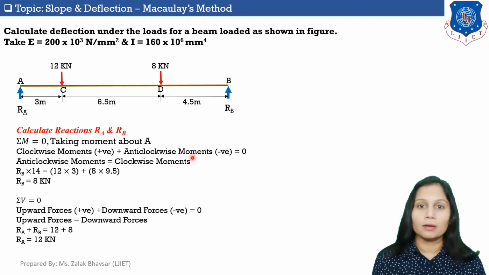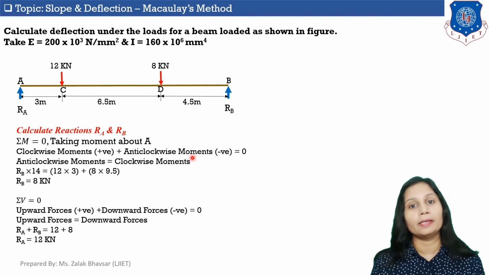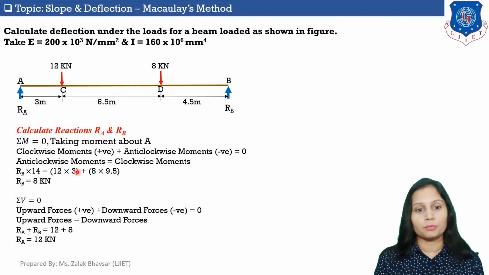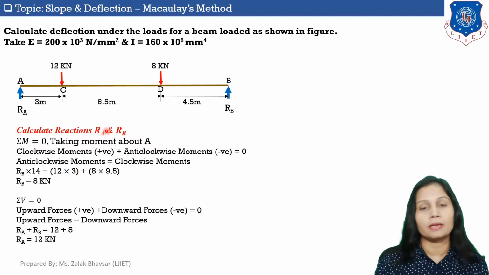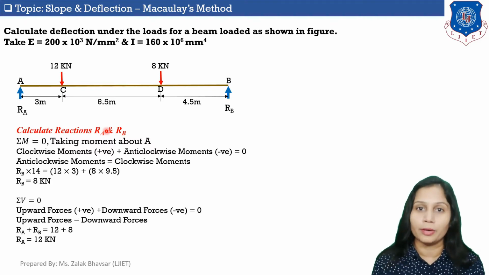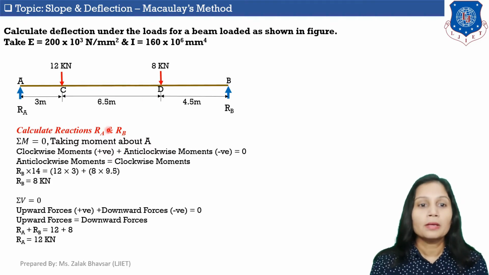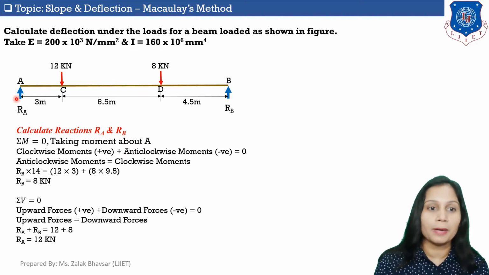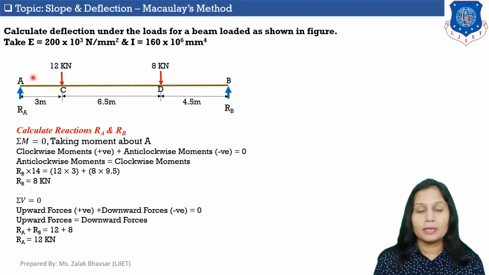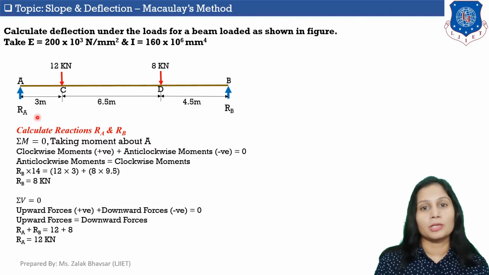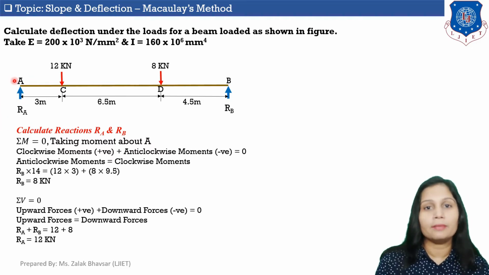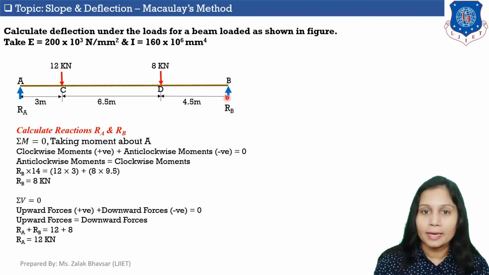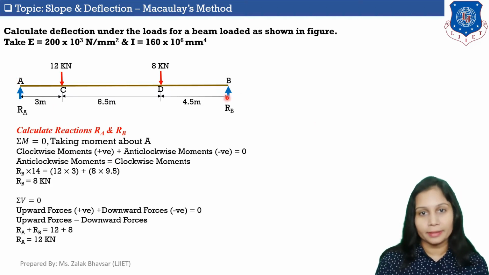Now, if we take clockwise moment as positive and anti-clockwise moment as negative, then anti-clockwise moment about point A is equal to clockwise moment about point A. Now, from this figure, you can see that this reaction Ra is passing through point A. It means moment of this reaction Ra about point A will be 0. Now, this reaction Rb is acting in an upward direction.